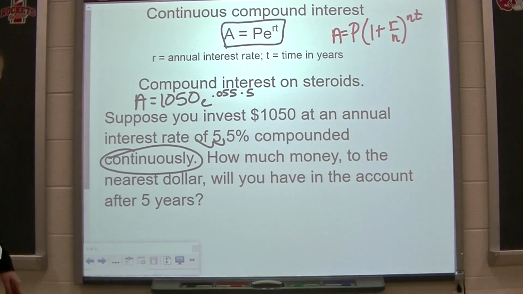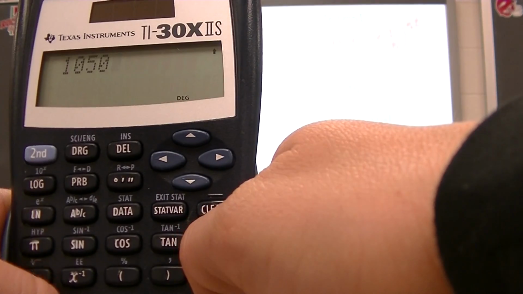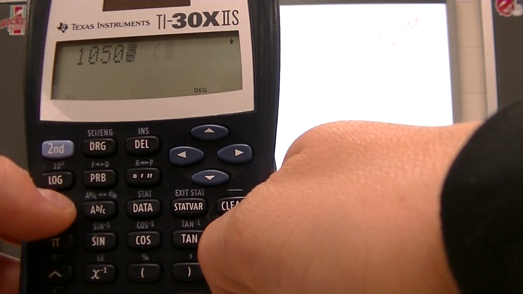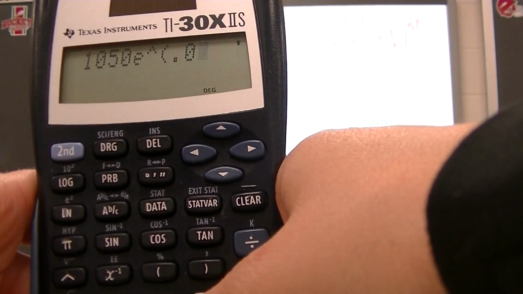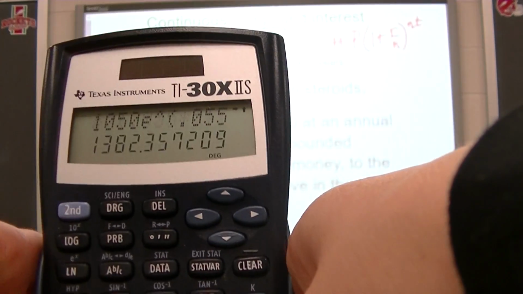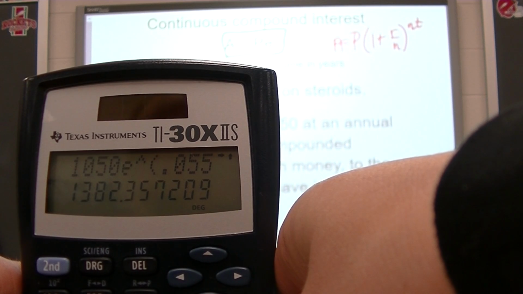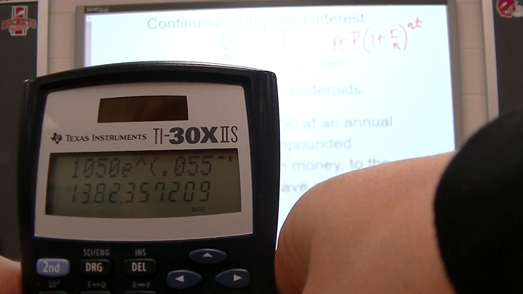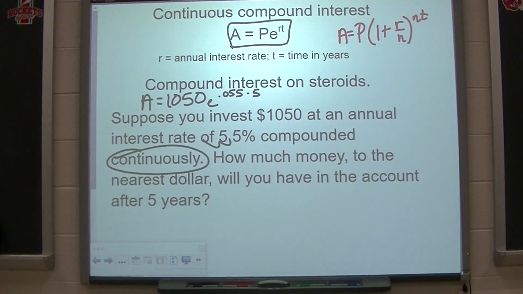So we're essentially doing $1,050 times e to the power of 0.055 times 5. Close our parentheses. And that looks like it's about $1,382.36, but it says round to the nearest dollar, so about $1,382.